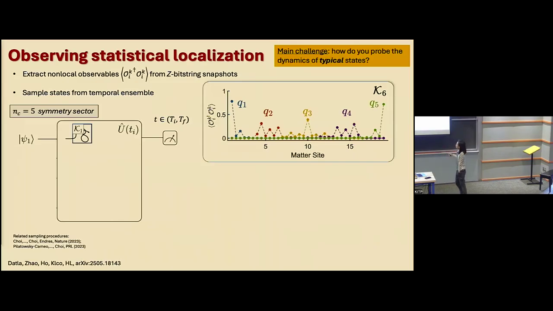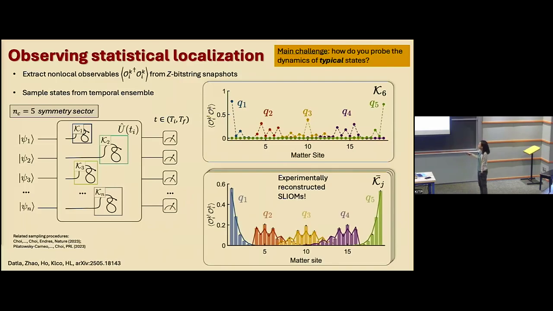But now we have to reconstruct this for all the states within the symmetry sector. And so we repeat this for all the different Krylov fragments within that symmetry sector. And then here, to ensure that we have a uniform measure over the entire symmetry sector, we weight this average by the size of the Krylov fragment. And now you have the experimentally reconstructed S-LIOMs for all the states within that symmetry sector. Okay, you might look at this and say, well, you do see this sub-extensive behavior. Is it really because you have a small system size? Does it really persist when you consider a larger fraction or the full Hilbert space?